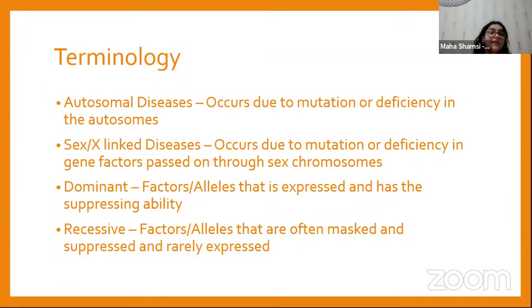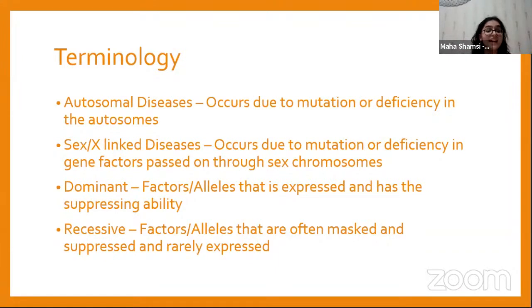So autosomal diseases are when mutations in the chromosomes, so deficiency, occur in the autosomes. So you have the 46 plus XY. You have 46 chromosomes, so it's I think 44 plus XY. I'm not really sure. Just pardon me on that doubt for a bit.